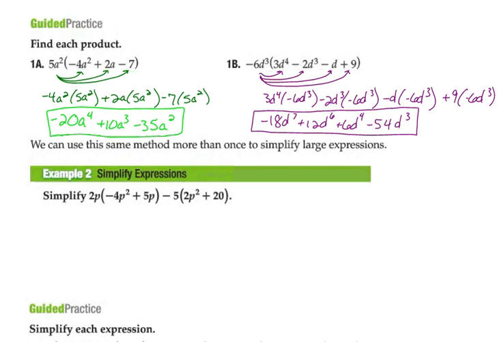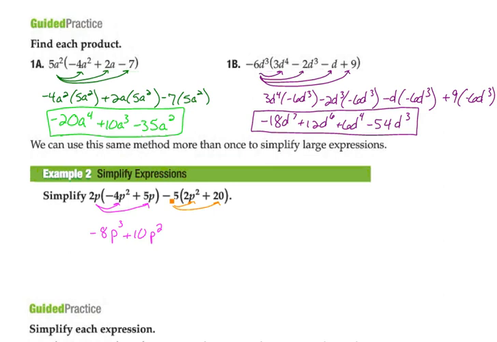Example 2 is the same concept, except we are actually substituting in two different terms. So here we are distributing in 2p, and here we are distributing a negative 5. Okay, 2 times a negative 4, negative 8. P to the first times p squared is p to the third. Okay, I'm not going to do this step up here because hopefully we're starting to get into the groove of understanding how to do that. 2 times positive 5, positive 10. P to the first times p to the first is p squared.